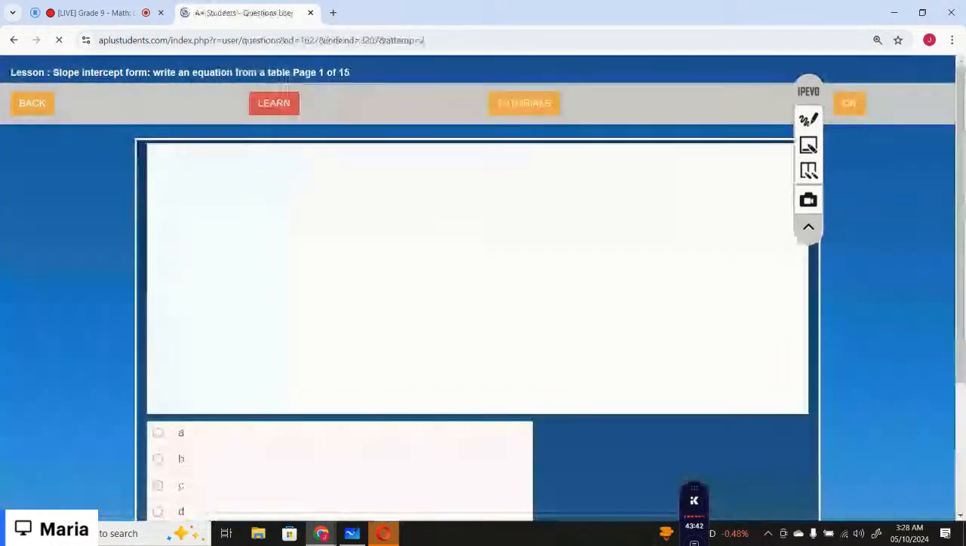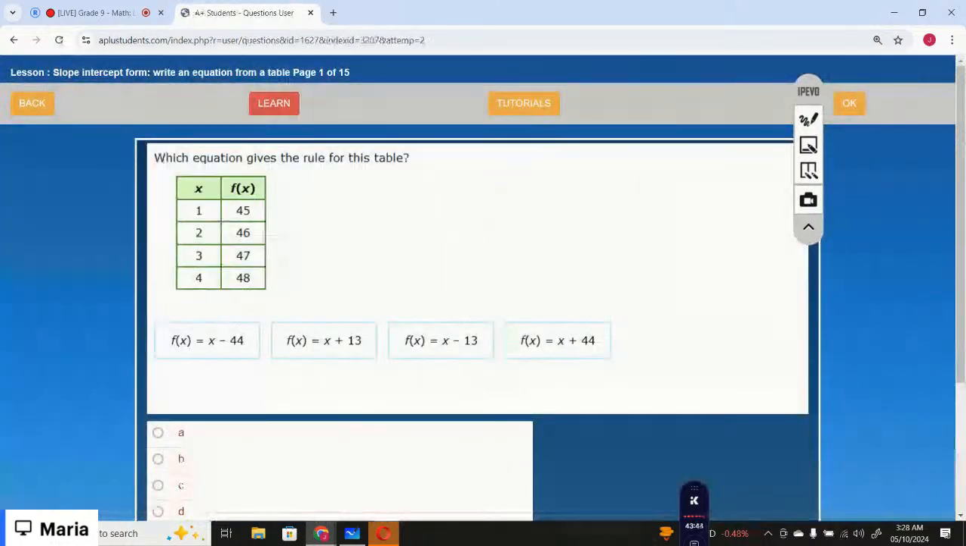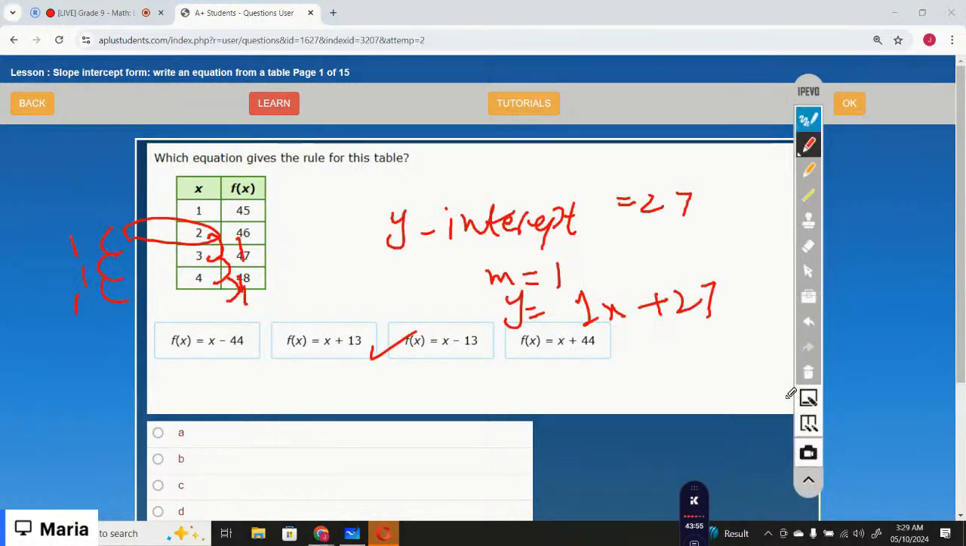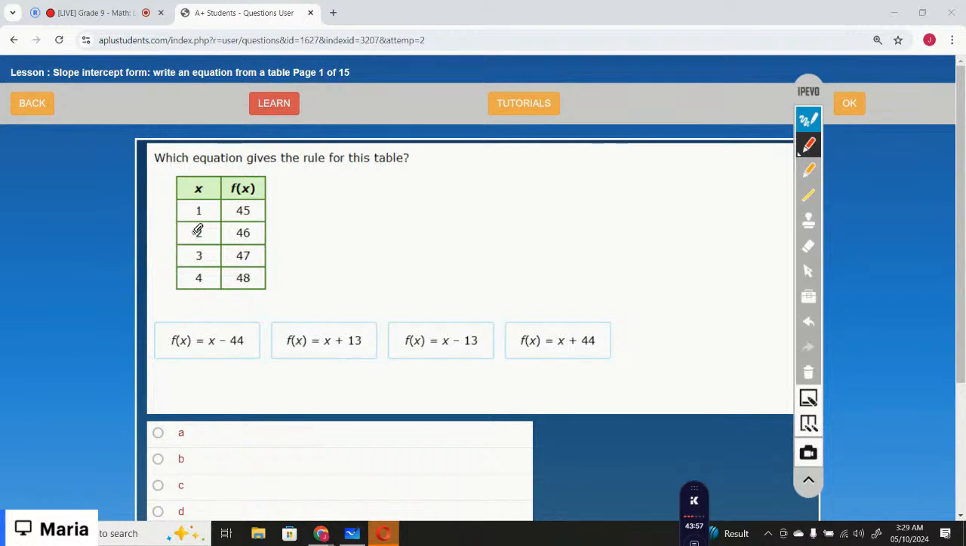So you need to find two things whenever you need to write down the equation in slope intercept form. The first is the slope, the second thing is the y-intercept, right? So just look at the table. First thing is to find the slope. The slope is change in y divided by change in x.